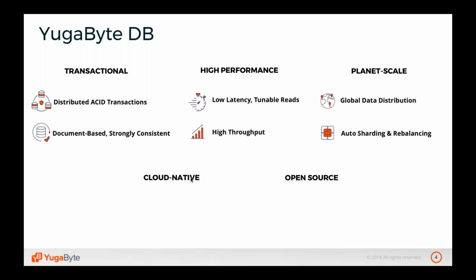On the planet scale side, the world has now changed to where there are 50 to 100 data centers available to everybody thanks to the large public clouds. And all of these data centers are different geographic regions. So distributing data globally is becoming extremely important. And that's one of the core things that Yugabyte supports, along with the ability to automatically shard and rebalance data. So you don't really have to worry about how to move your data across machines, across geographies, or across zones.